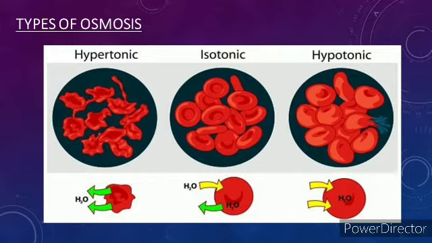There are three types of osmosis. The first one is the hypertonic osmosis, when water enters the cell because the concentration of solute molecules outside the cell is higher than the concentration inside the cytosol. The second one is isotonic osmosis, when the water diffuses into and out of the cell at the same time, so there is no movement of water. And the last one is hypotonic osmosis, when the water diffuses into the cell until equilibrium is maintained.